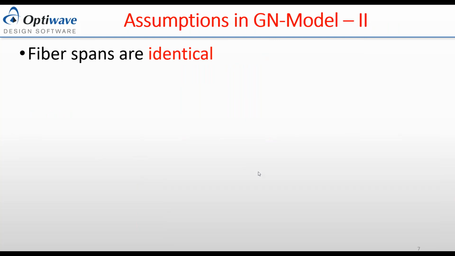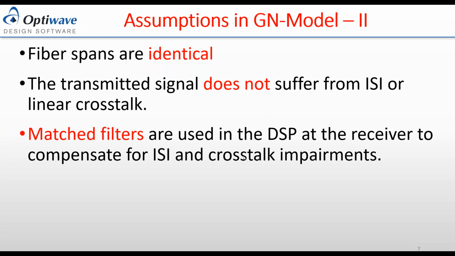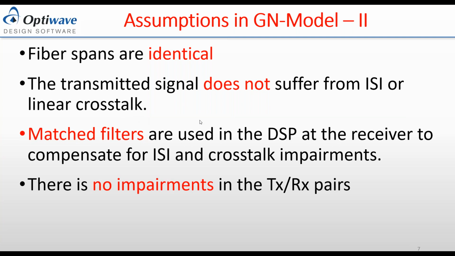There are other assumptions in the analysis of the GN model. The spans have to be identical, so the length of each span is supposed to be the same. For example, if you assume 100 kilometers between span and span, it has to be equal. The other assumption is that the link doesn't suffer from ISI or linear crosstalk, because we have a DSP chip at the receiver, and this DSP has a matched filter to compensate for any dispersion or crosstalk between channels.